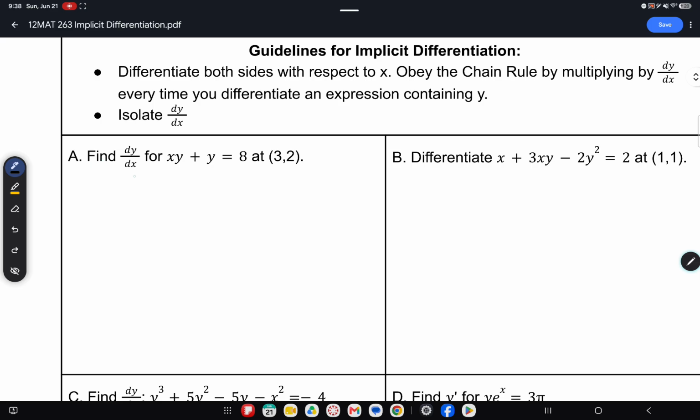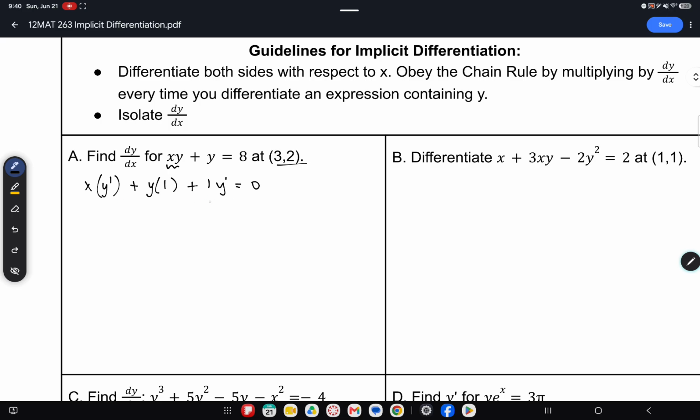So let's look at a few examples here. Find dy dx for this function here at this point. So this first part, that's a product rule. So that's left d right plus right d left. So left function times derivative of the right, which is just y prime, and then plus the right function times the derivative of the left. And then the derivative of y is going to be 1, and then y prime, and the derivative of a constant is 0.